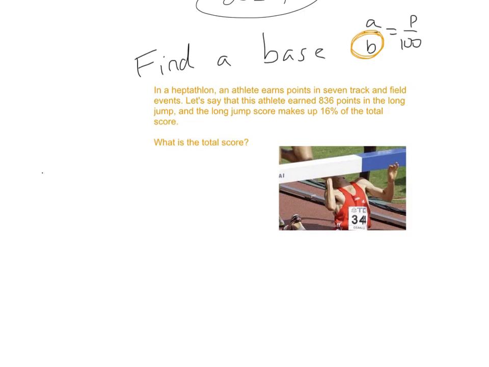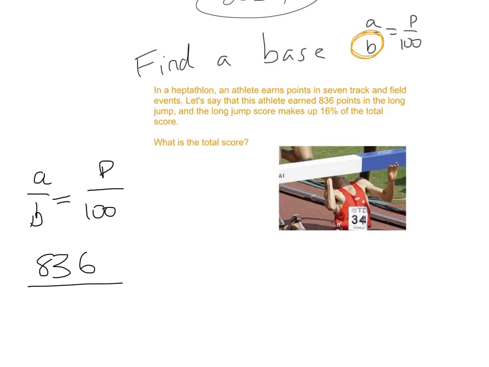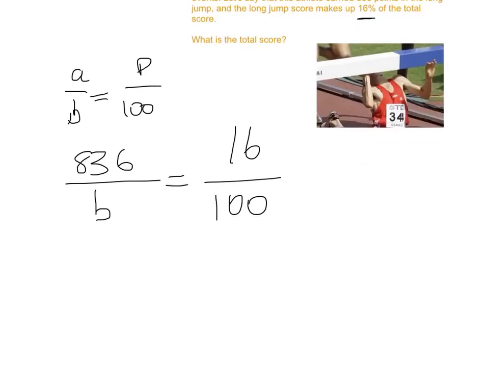Well, again, it's all about the percent proportion. A over B equals P over 100. A stands for what? The part. Do we know the part in this case? Well, in this he earned 836 points in the long jump. Okay, so he earned 836 points, but that was in just one little category out of a lot. So the part is actually going to be 836 divided by, well, what is his total score? We know the part, but we don't know the total, so I'm going to leave that as B. And that's going to equal P over 100. Well, what's P? Do we know the percent? Yeah, 16% over 100.